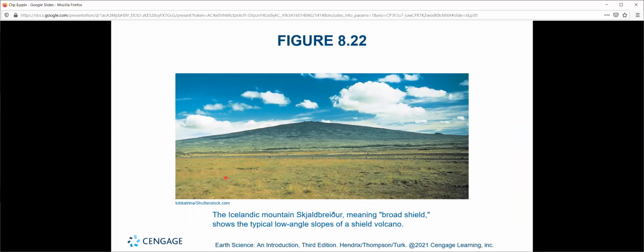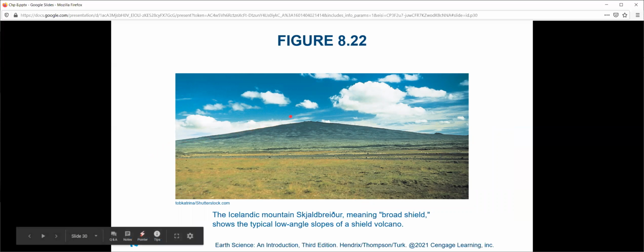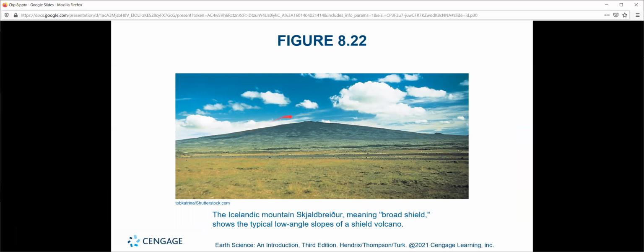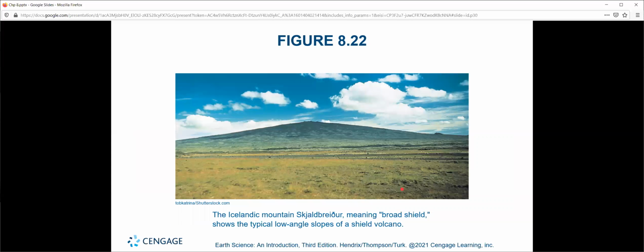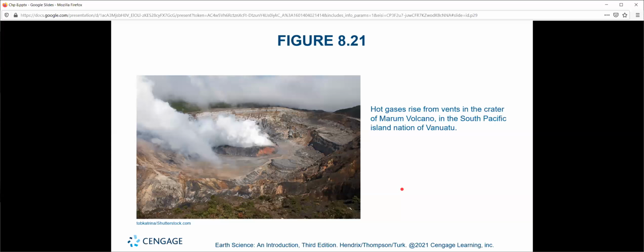Here's a shield volcano. It's pretty big, right? That's kind of how we classify it. This is huge, big old, very slow, very lumbering giant of a volcano. Typical low angle slopes as shown here. These two could have the same amount of tectonic activity. It's very possible. But I can definitely tell there's a big size difference here, right?